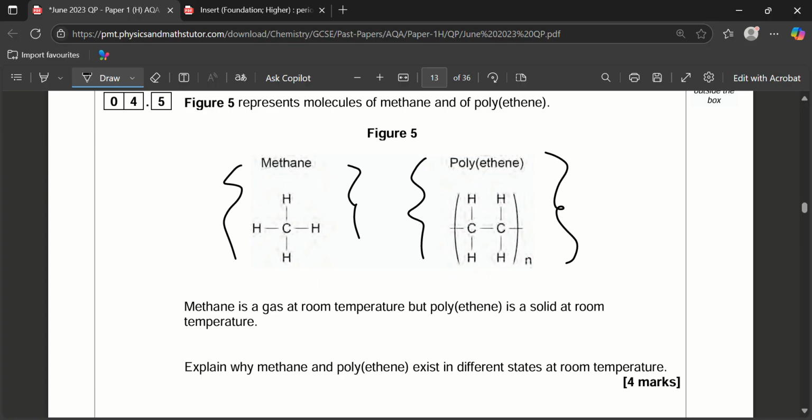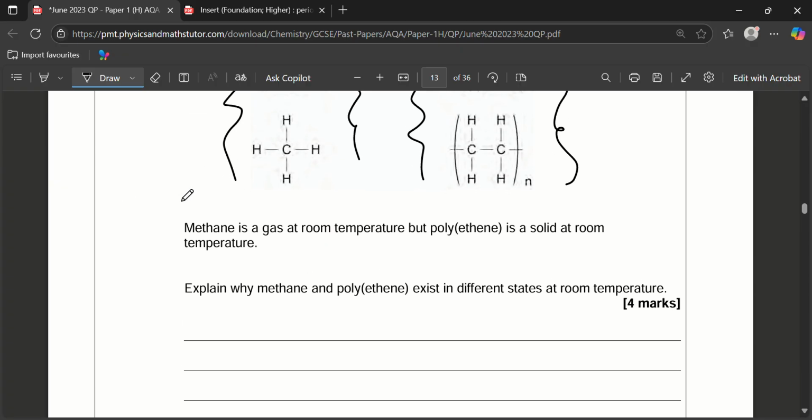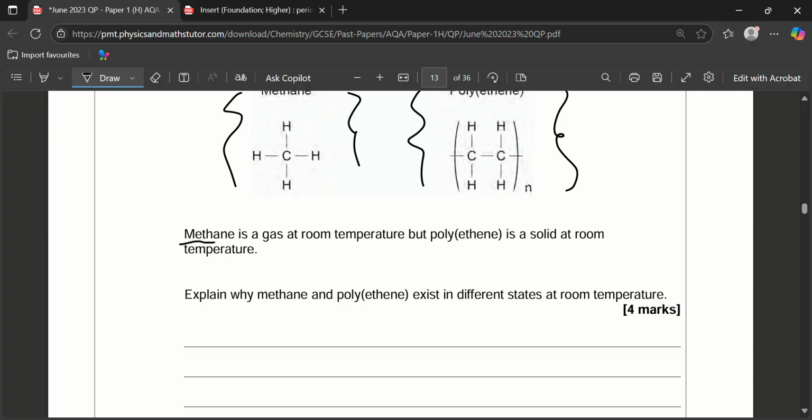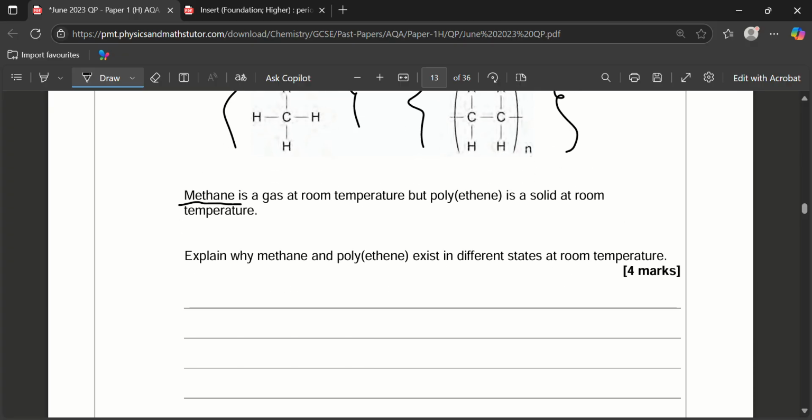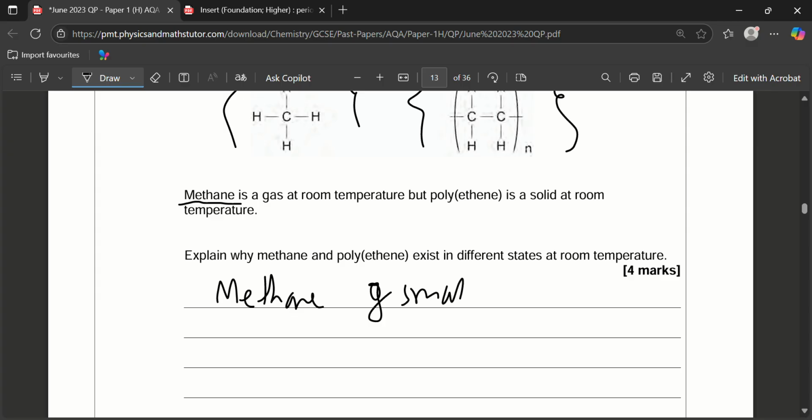So we can go about it 2 ways. We can talk about how small methane is compared to polyethylene, or how big polyethylene is compared to methane. I'm just going to pick methane because the question mentions methane first. So I'm going to be addressing it that way. We're going to say methane is made up of smaller molecules, and between these smaller molecules there will be weaker intermolecular forces.